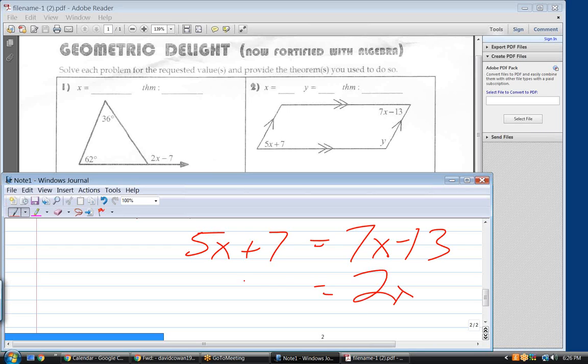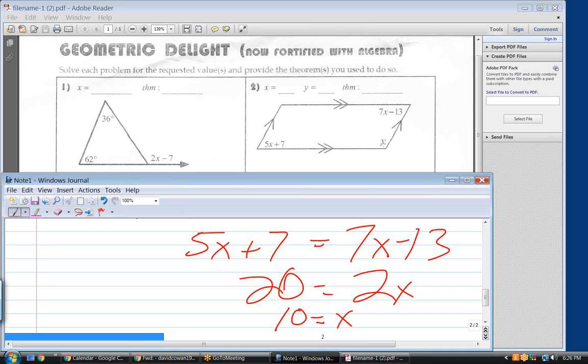Let me write it down. Minus 13. So we could subtract 5x from both sides. That would make it 7 is equal to 2x minus 13. You would add 13. So 2x would be equal to 20. So x would be 10. Okay, and that allows us, we've just solved for that angle and that angle.